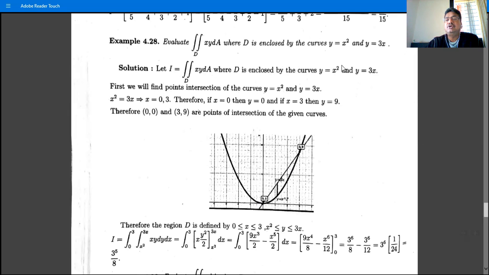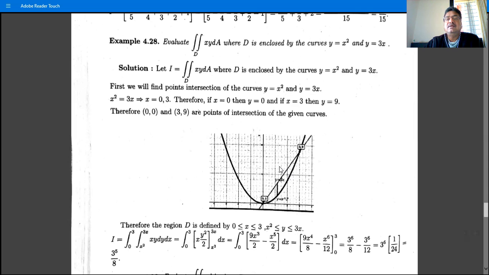How can we find the points of intersection? Solve these two equations. If we substitute y is equal to x square in this equation, we have x square is equal to 3x. Therefore, x square minus 3x is equal to 0. Take x as common. So x into (x minus 3) is equal to 0, means x is 0 or x is 3. If x is 0, y is 0. So (0, 0) is the first point of intersection of these two curves. And if we substitute x is equal to 3, then y is 9. And so (3, 9) is the other point.